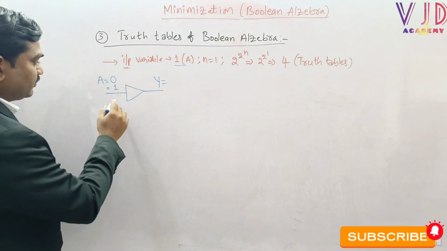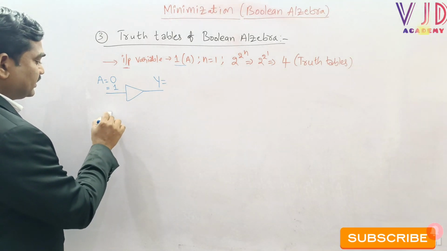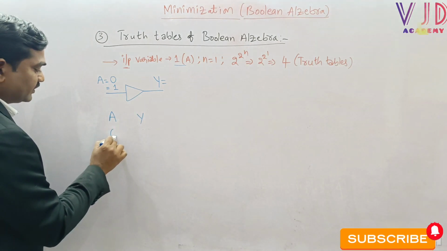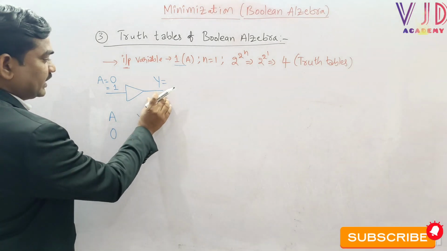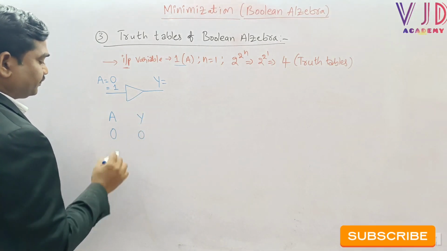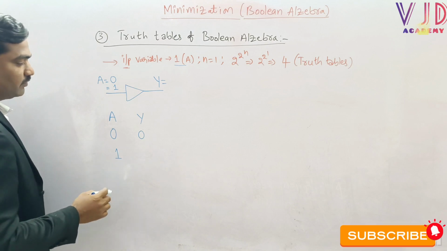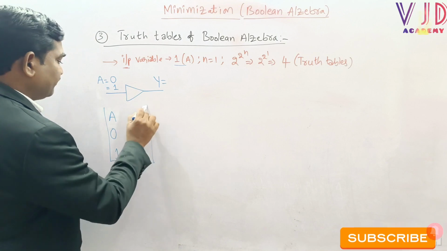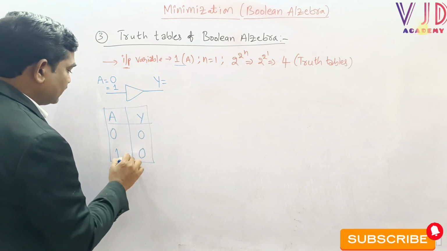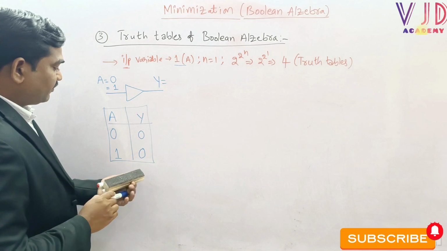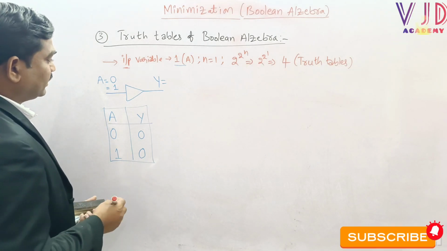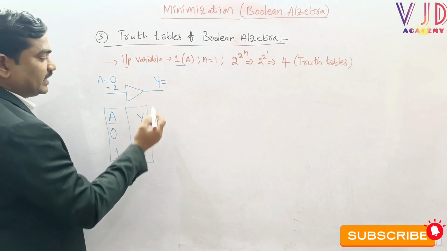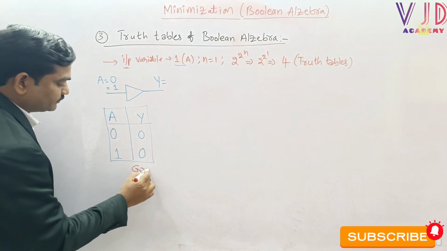Sir, let me draw a truth table for this one input variable. A is the input and Y is the output. We can apply A equal to 0, and the gate is producing 0, let us assume. Then when we apply A equal to 1, even then the output is 0. Whatever input we change, the gate always produces 0, which means this gate is acting as a ground condition.